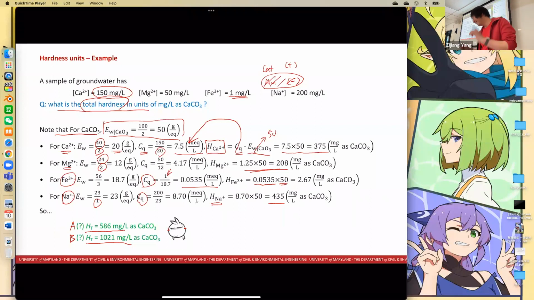So what's the difference? B is the sum of all of them. A is the sum of all of them except for sodium. And because sodium only has 1 charge, it does not count in hardness. So we should not add this one. That is why we should choose this one.